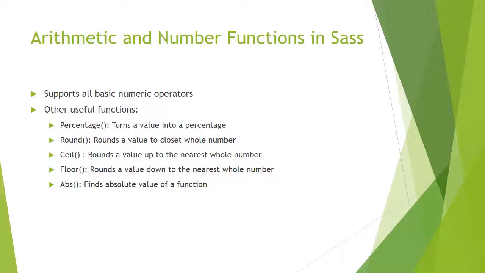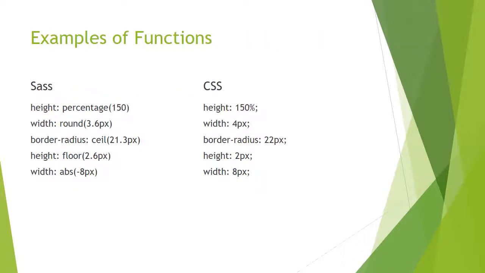So we have a percentage function that turns a value into a percentage, the round function, which rounds a value to the closest whole number, the ceiling function, which rounds a value up to the nearest whole number, the floor function, which rounds down to the nearest whole number, and the absolute value function, which obviously finds the absolute value of a function. So let's look at some examples of this.